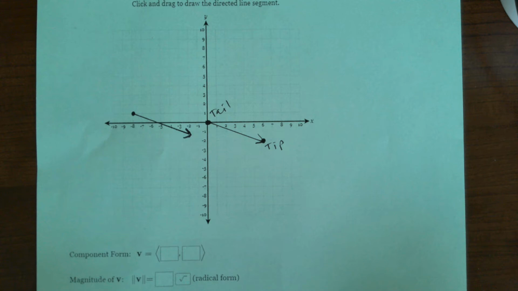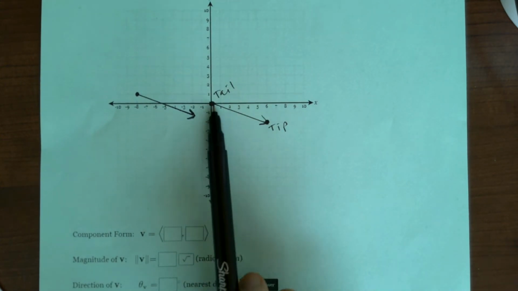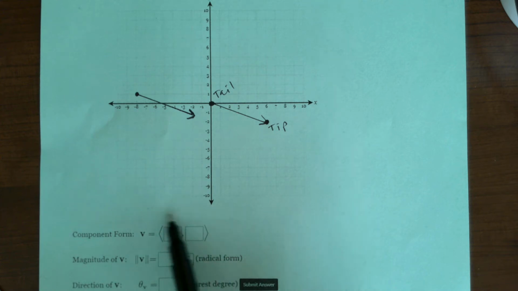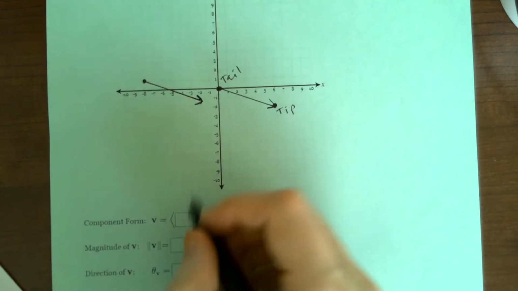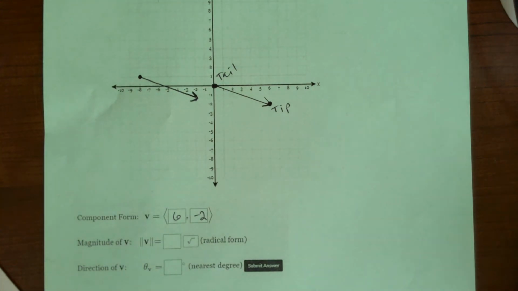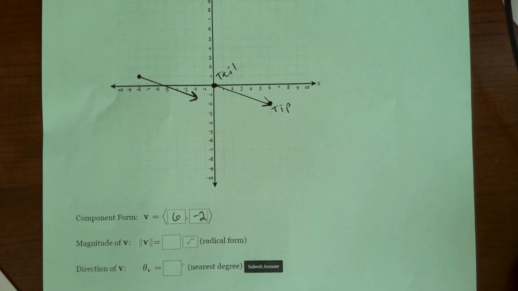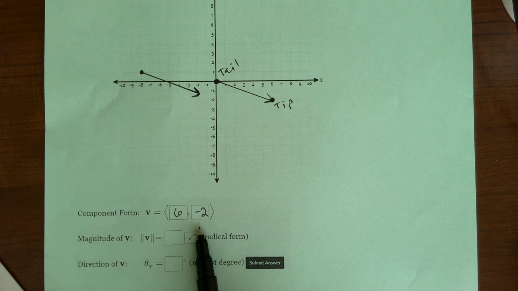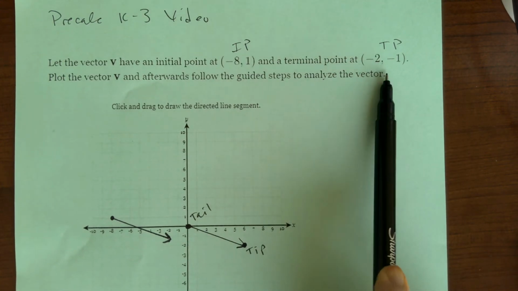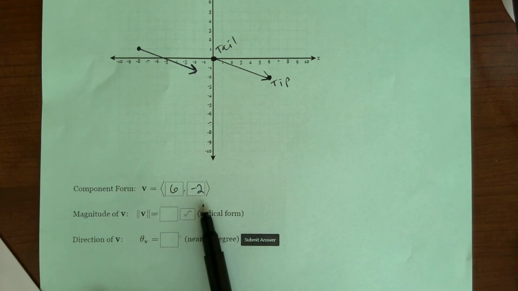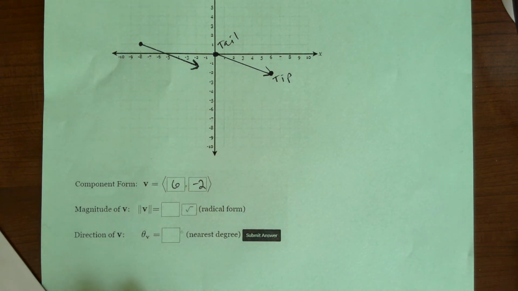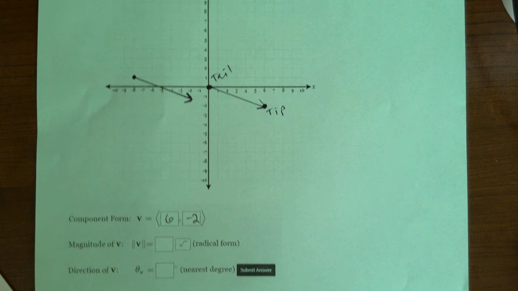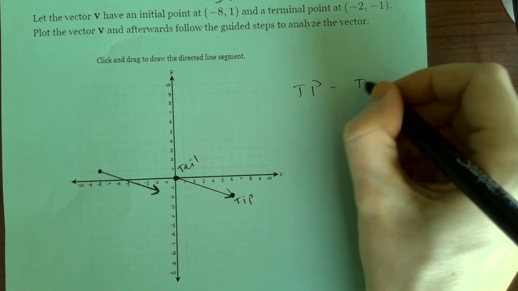And then the component form of the vector, once it's in standard position, is just the coordinates of the tip, put in these pointy brackets. So it would be 6, -2. Now, another way, if you're not on a graph, and this was a while ago, I think K2. If you were given the initial point of a vector and the terminal point, how would you, without a graph, find these numbers? It's okay if you don't remember. Yes, you subtract the terminal point by the initial point. So terminal point minus initial point.